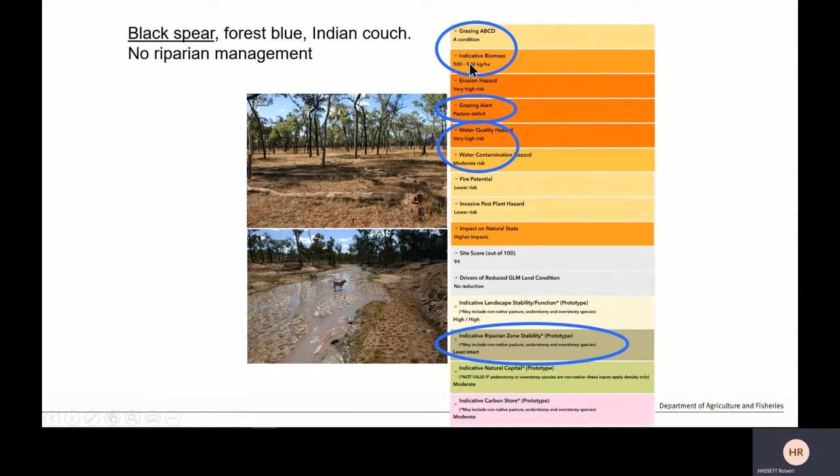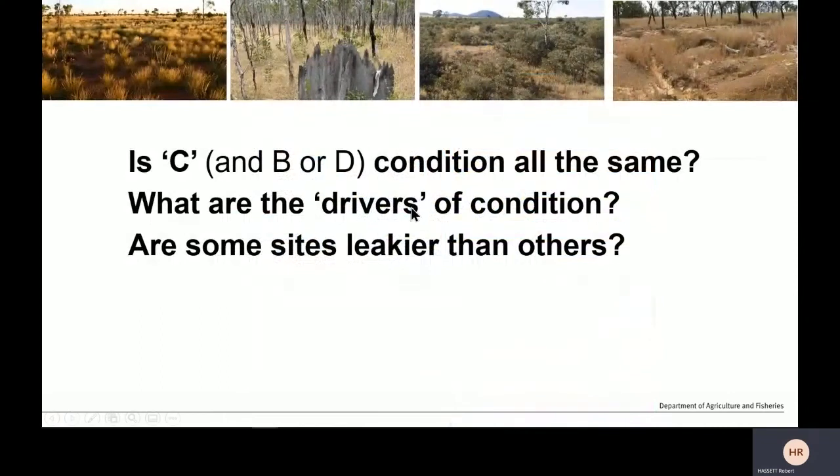Similarly, good pasture condition, but a range of other issues being triggered. No riparian management, and you can see here now our indicative riparian zone stability is least intact. It's quite declined because animals are causing erosion, and obviously there's a high risk of water quality through sediment being produced from that kind of management practice. So the assessment can give us a lot more information, not just the results, but it can give us the data and potentially start looking at impacts and how to model those.